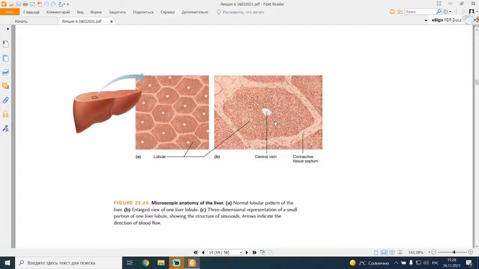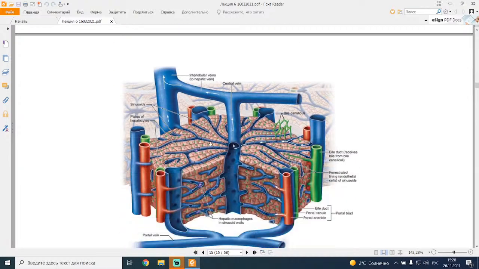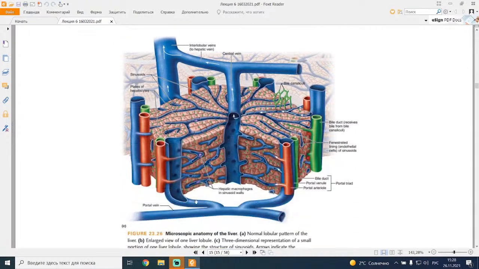You see the central vein, and you see the lobules around it, with connective tissue septa. It is the microscopic anatomy of the liver. You see the normal lobular pattern of the liver.